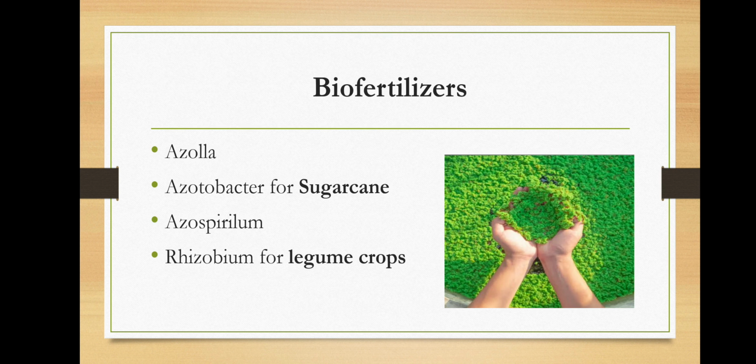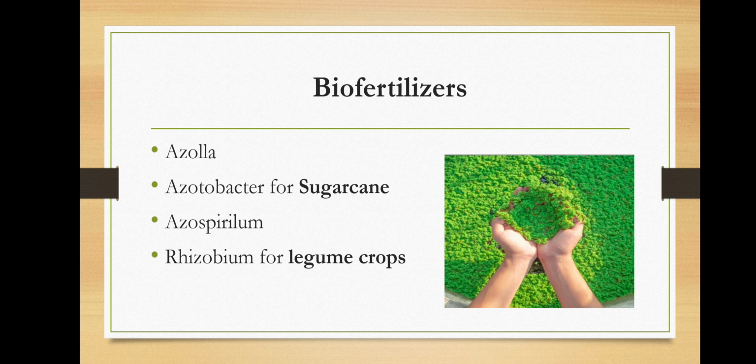Next, the second source is biofertilizers. Azolla itself is a biofertilizer in the rice field. It combines with Anabaena and fixes nitrogen in the rice fields. So Azolla can be used as a biofertilizer in rice fields.